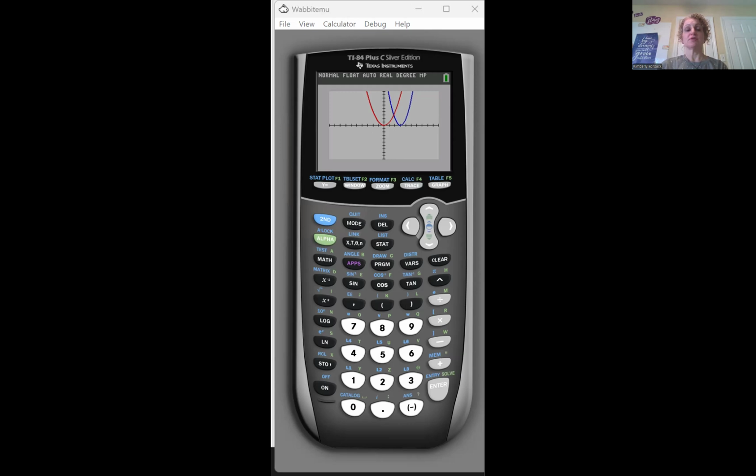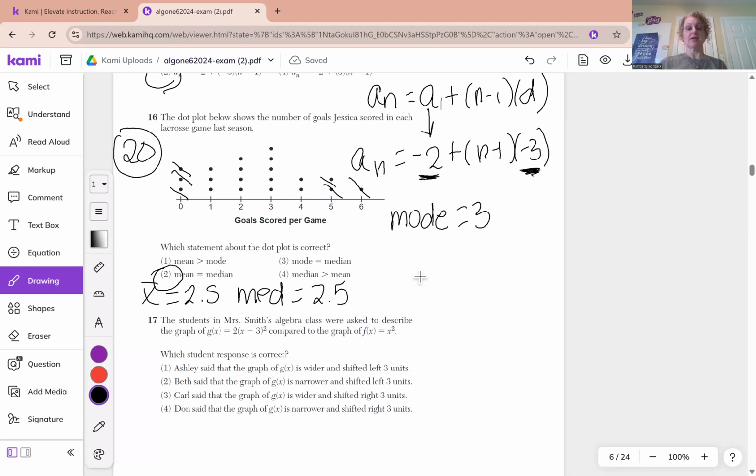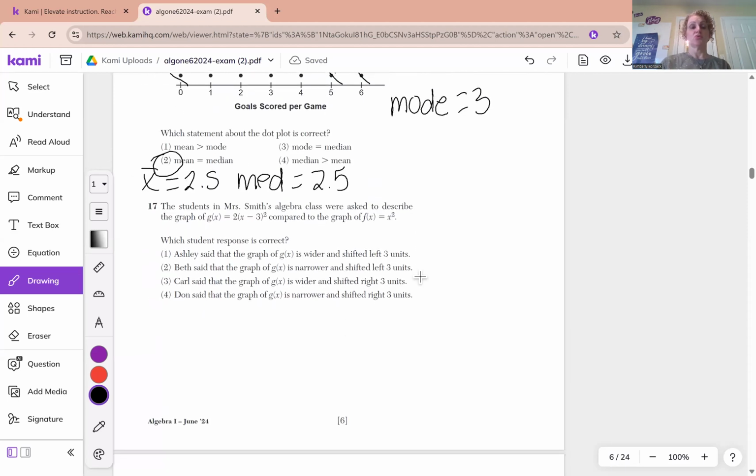And again, you should be doing this on your own, trying this on your own, not just watching me do it, because that's how you get good at it. So let's just take a look. It's shifted 3 right. It's narrower, the g of x graph, and that is choice 4.